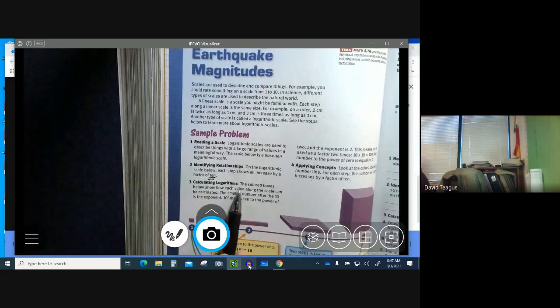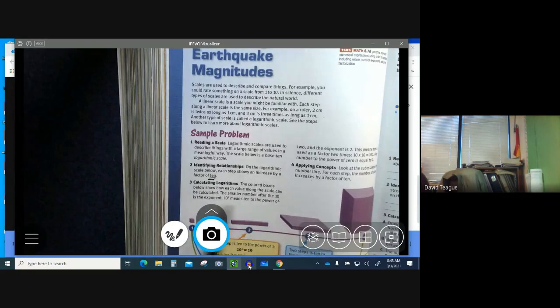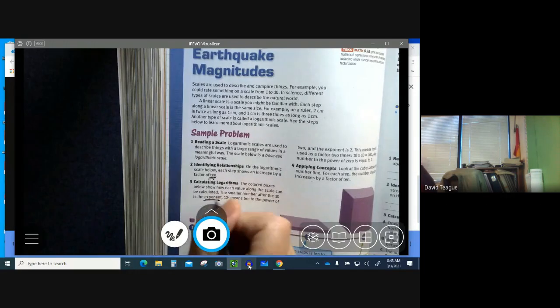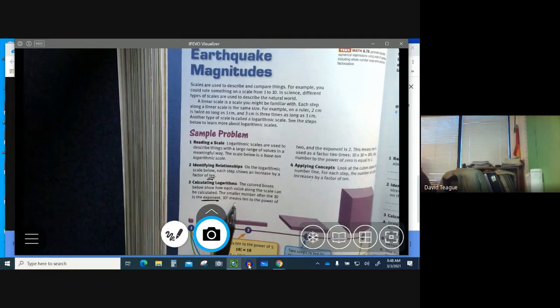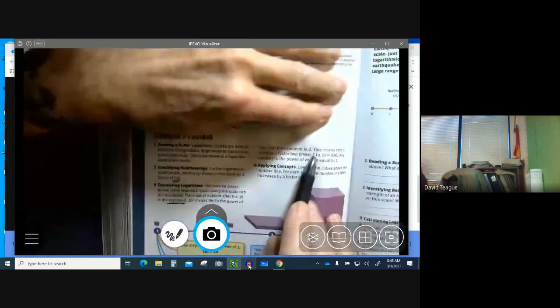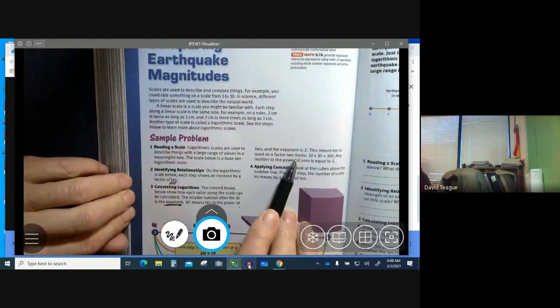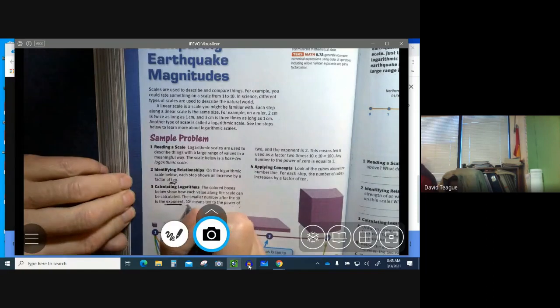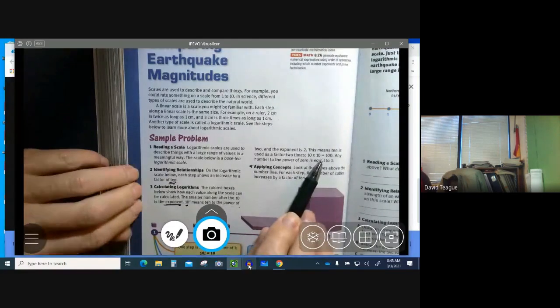Calculating logarithms. The colored boxes below show how each value along the scale can be calculated. The smaller number after the 10 is an exponent. And that's what we're going to be talking about next week. So this little number right here, that's an exponent. 10 to the 2 means 10 to the power of 2, and the exponent is 2. This means 10 is used as a factor 2 times. So 10 to the second power is the same thing as 10 times 10, or 100.